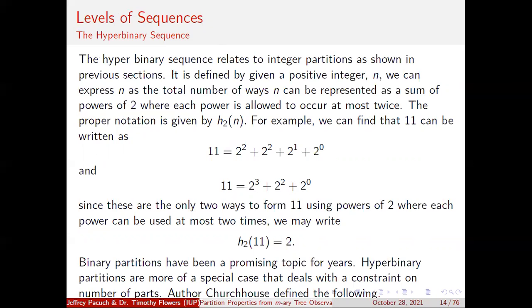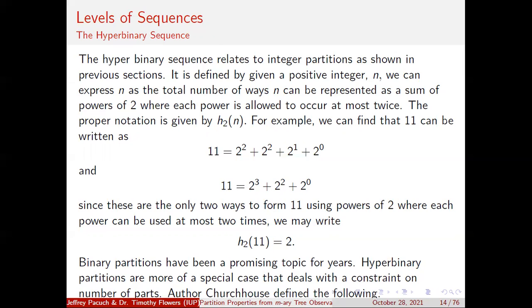And then the other way would be 2 to the third plus 2 squared plus 2 to the 0 power. We can see that there are only 2 ways to represent 11 using powers of 2, where each power occurs at most 2 times. So I define the following as h2 of 11 is equal to 2. Okay, so binary partitions have been around for a long time.